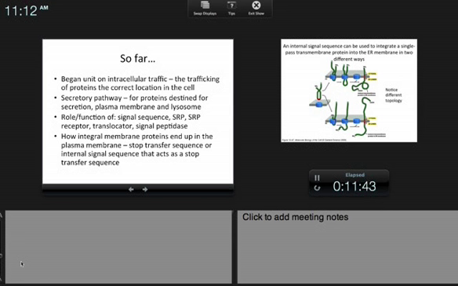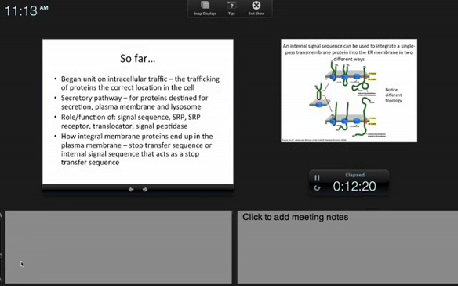Okay, so far. I always have this so far slide, which summarizes what we've done already, which you kind of just summarize yourselves in your brief writing. But as the unit goes on, it gets longer and longer, and you can think of this as the things that you should be focusing on in your studying. So far we started our unit on intracellular traffic. That's just generally the trafficking of proteins to the correct location in the cell. And we started with the secretory pathway, and this is for proteins that are destined for secretion, plasma membrane, and lysosome.